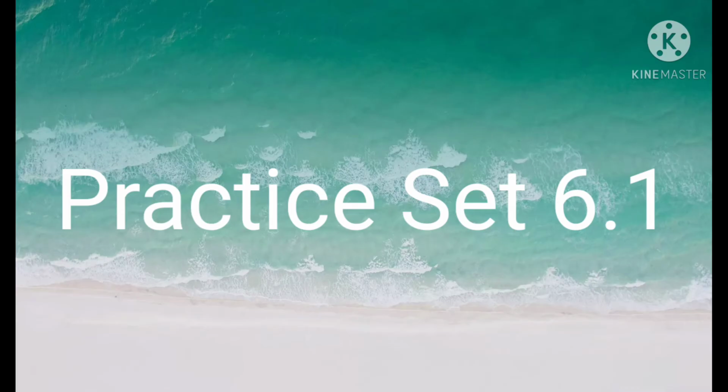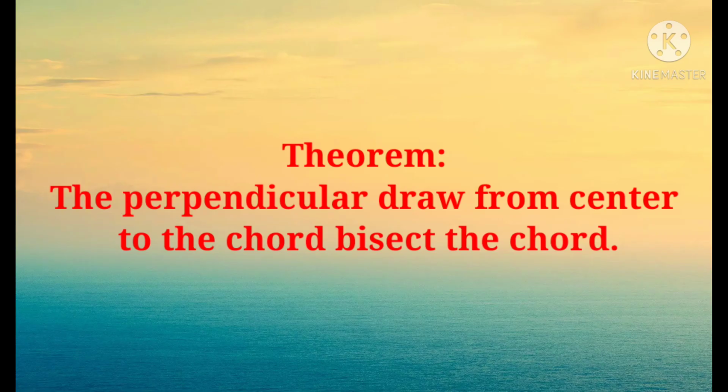Let's start practice set 6.1. Practice set 6.1 is based on the theorem: the perpendicular drawn from the center to the chord bisects the chord. That means if you draw the perpendicular from the center to the chord, then it divides the chord into two equal parts. This is an important theorem. The whole exercise 6.1 is based on this theorem.